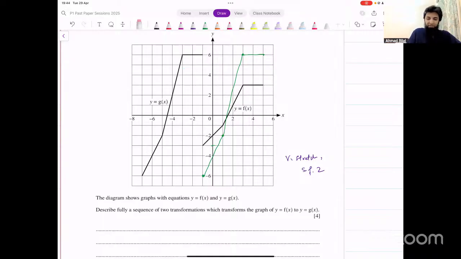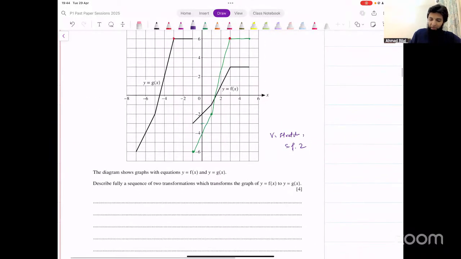Now, this is just a shift. It's just a translation. How many units do you have to go to the left side? Take any point here. You can take this point, for example, 1, 2, 3, 4, 5, 6. That's 6 units to the left. So what do you say? That's a translation. -6, 0. Now you can write that here.